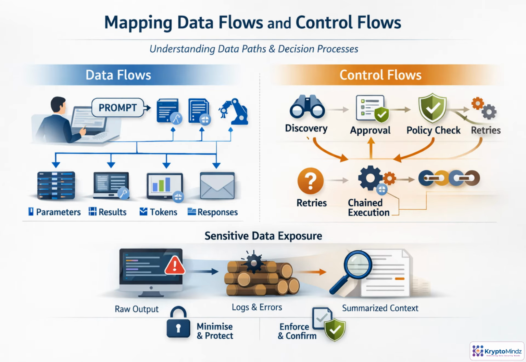Next, trace two kinds of movement: data flow and control flow. Data flow is what travels through the system: prompts, tool parameters, tool results, tokens, logs, resource contents, and final responses. Control flow is what decides what happens next: discovery, tool selection, approvals, policy checks, retries, and chained execution. Sensitive data can leak at any step, not just in the final answer. It may appear in raw tool output, summaries, errors, or logs. Once these paths are visible, you can minimize inputs, redact outputs, enforce policy, and require confirmation where needed.